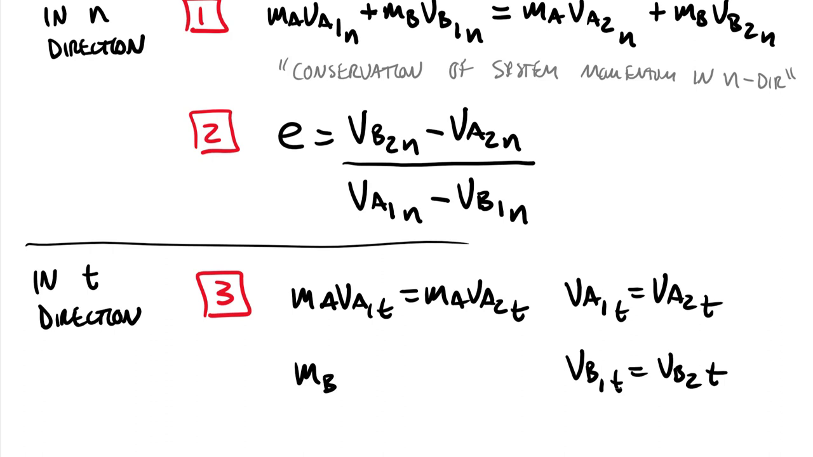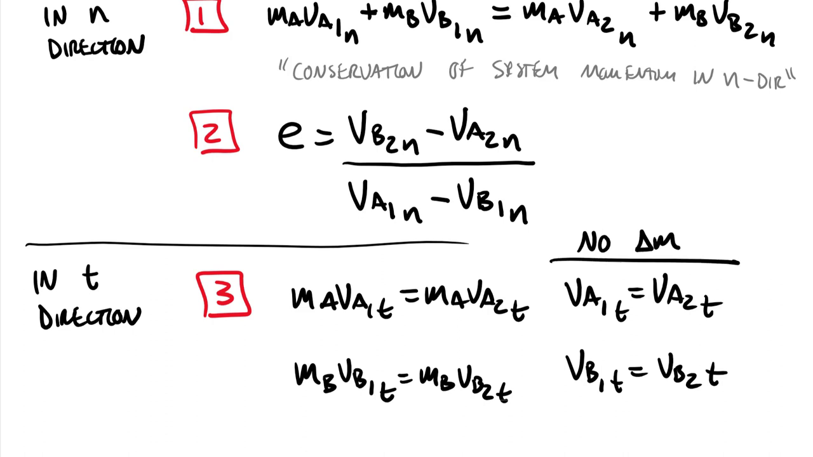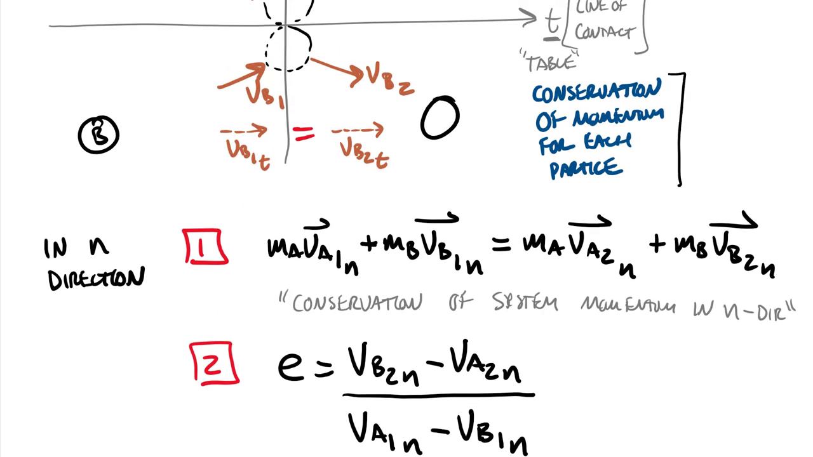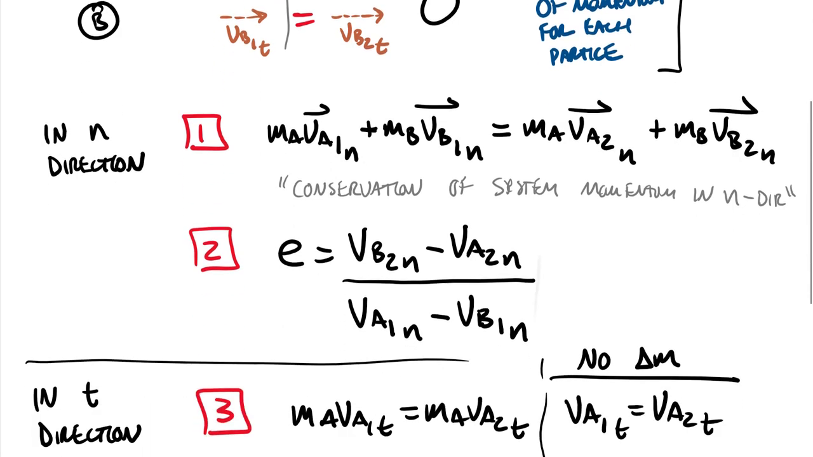V_B1 sub t is equal to M_B V_B2 sub t. So this would be for no delta M, no change in mass, and these over here could handle a change in mass. So once again, what this tells us is we have a conservation of momentum for each particle, and I wrote that up above right here, conservation of momentum for each particle.